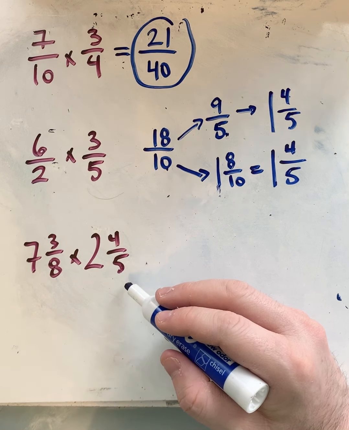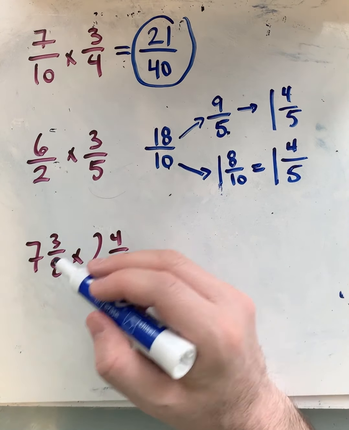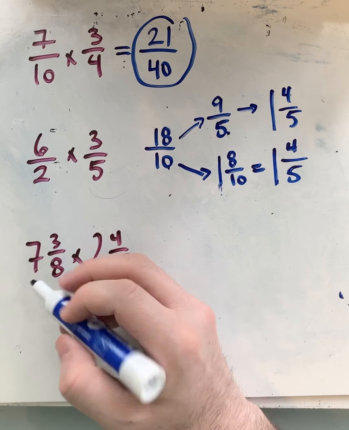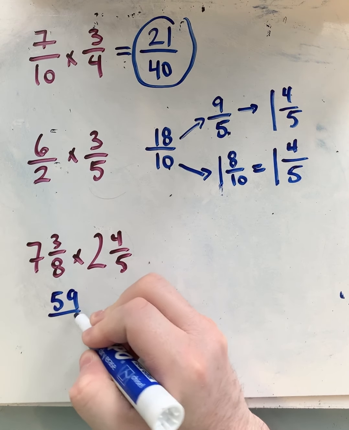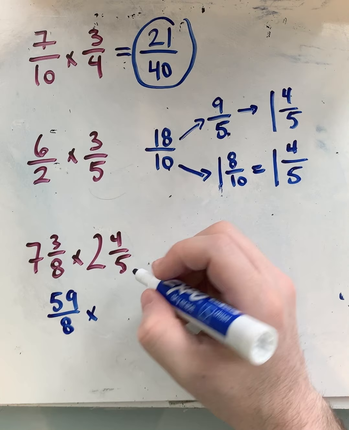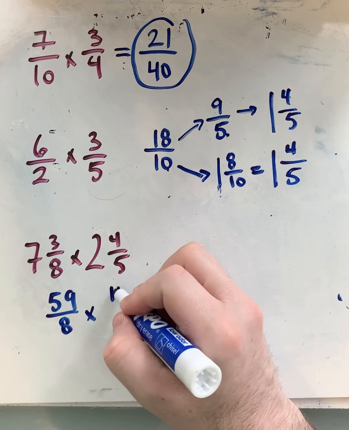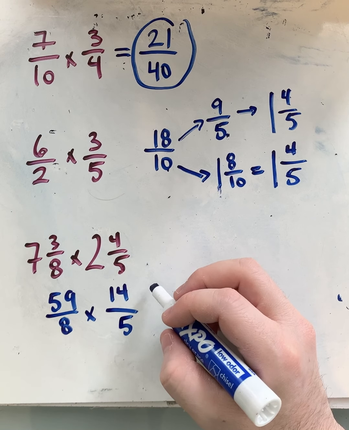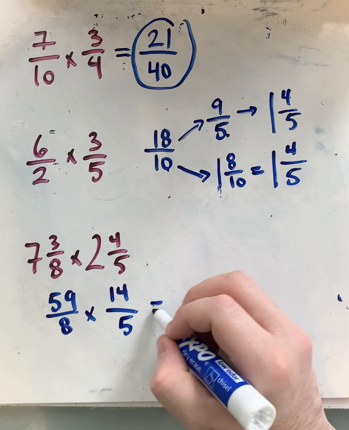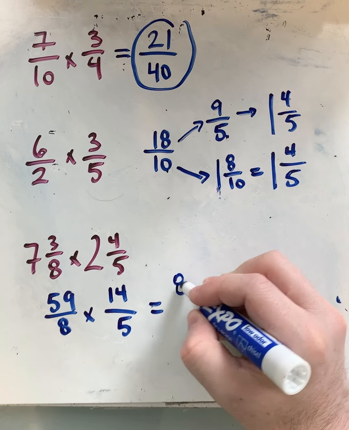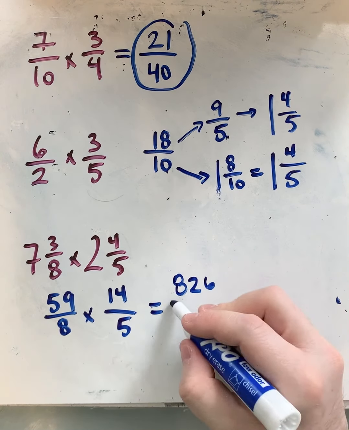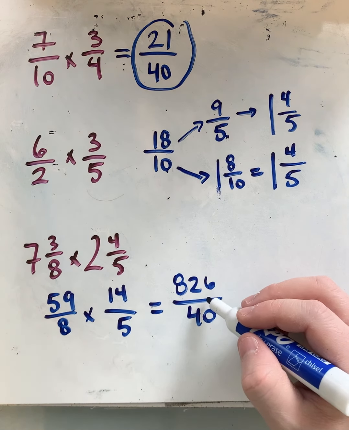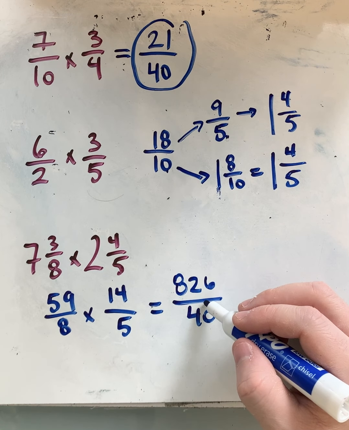The last one, let's turn these into improper fractions first. 8 times 7 is 56. 56 plus 3 is 59 over 8. Times 5 times 2 is 10. Plus 4 is 14 over 5. We get 59 times 14 is 826. 8 times 5 is 40. We can see even numbers here, so we know that it's going to be divisible by 2.